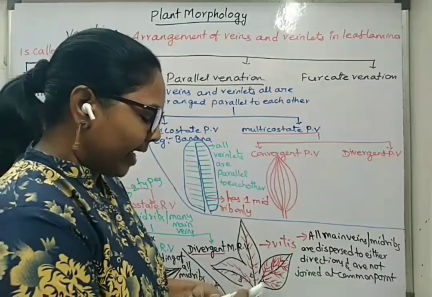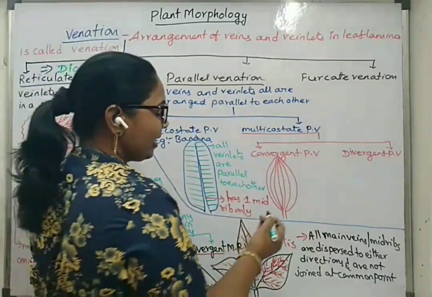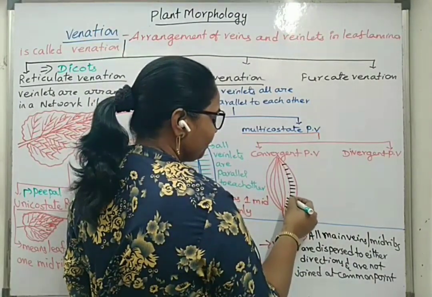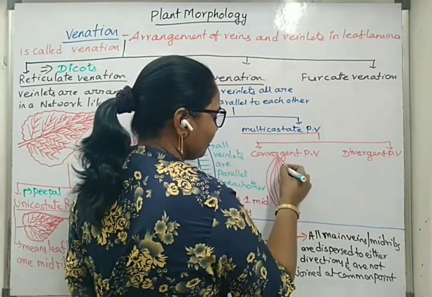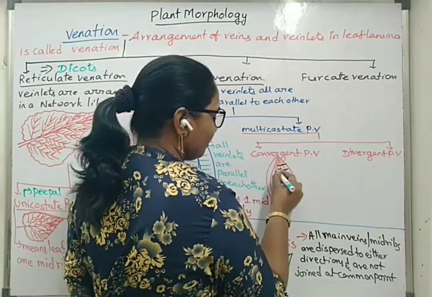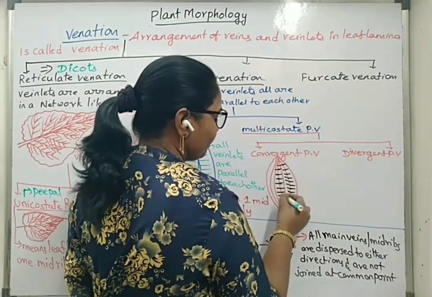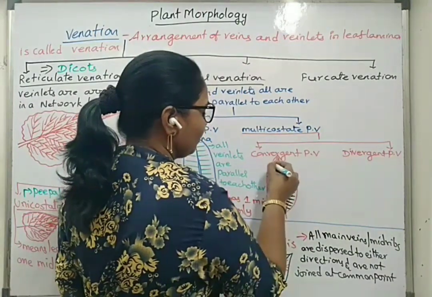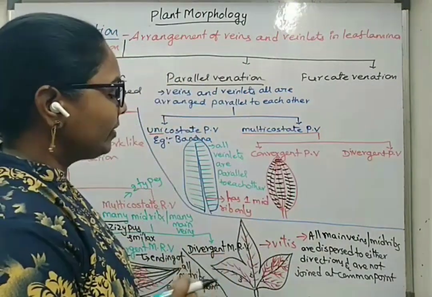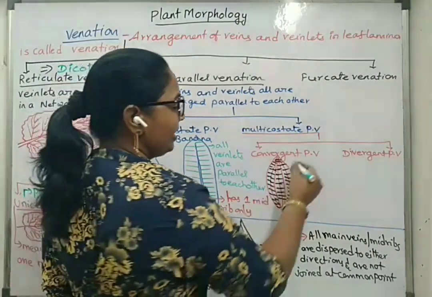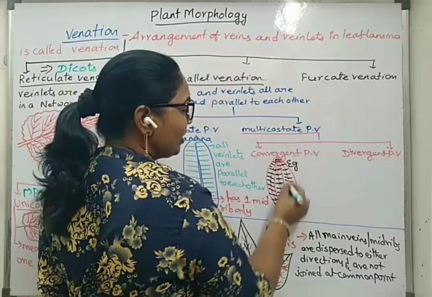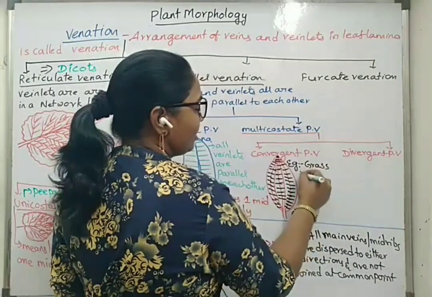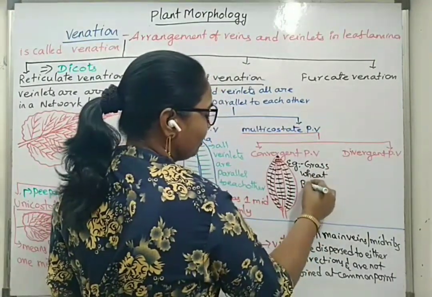All are having parallelly arranged veins and veinlets only. So here there is no network-like arrangement of veins and veinlets. Here we can write examples, and all the main midribs are joining at one common point. You can write examples like grass, wheat, bamboo.